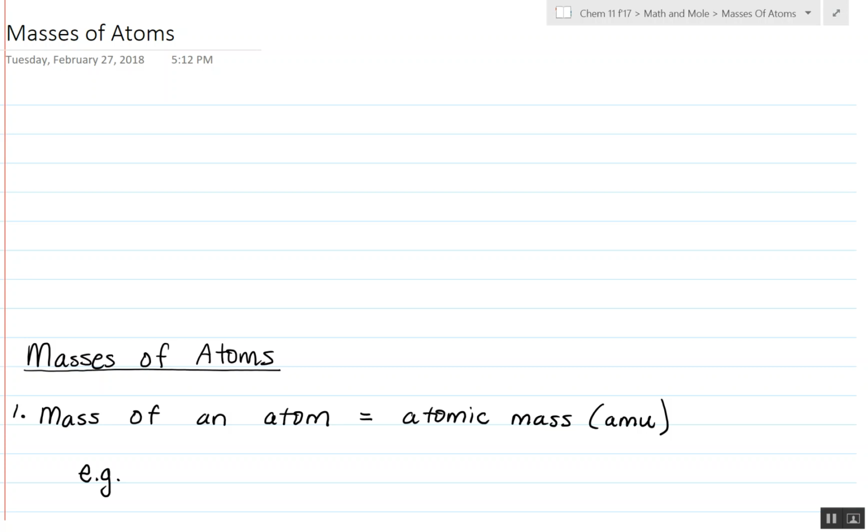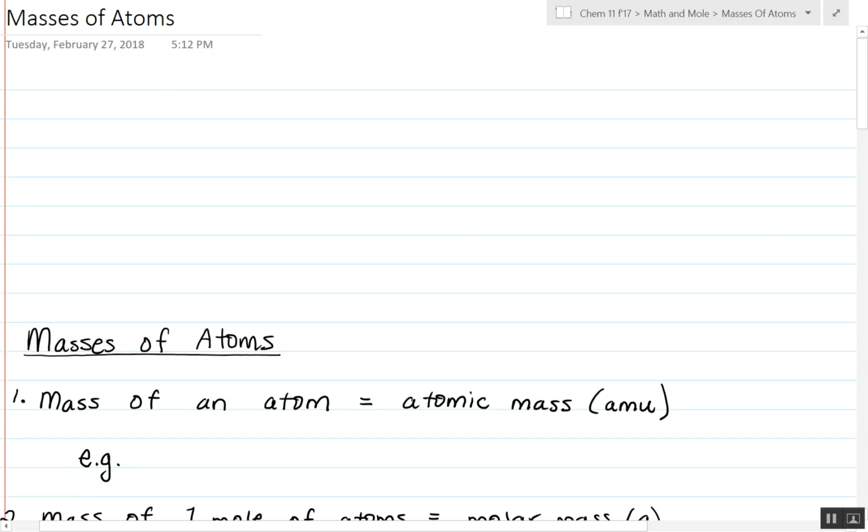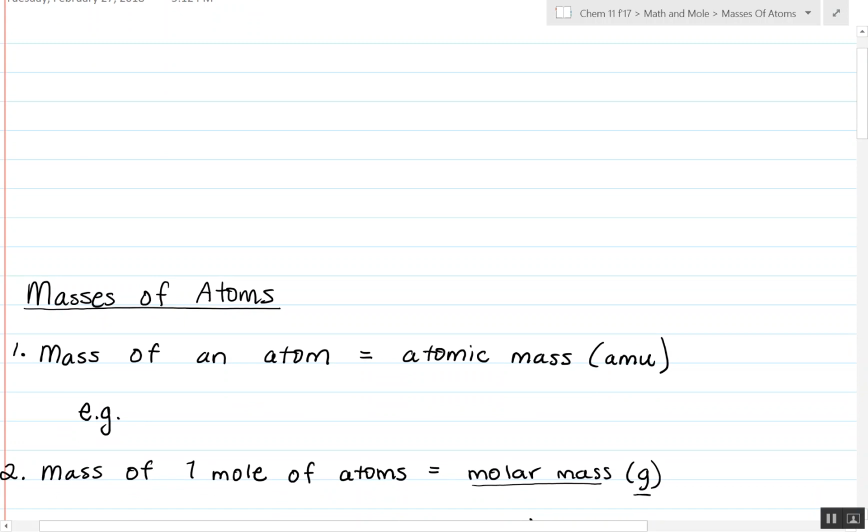So, in using masses, we can determine a few different things. The first one is we can determine the mass of an atom or atoms, and we use the atomic mass. We use the atomic mass in AMUs to indicate the mass of an atom. So for example, I can determine the mass of one atom of neon.